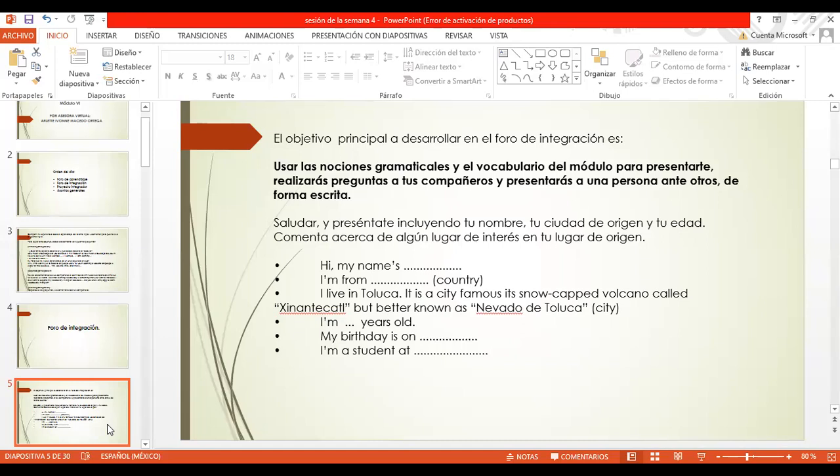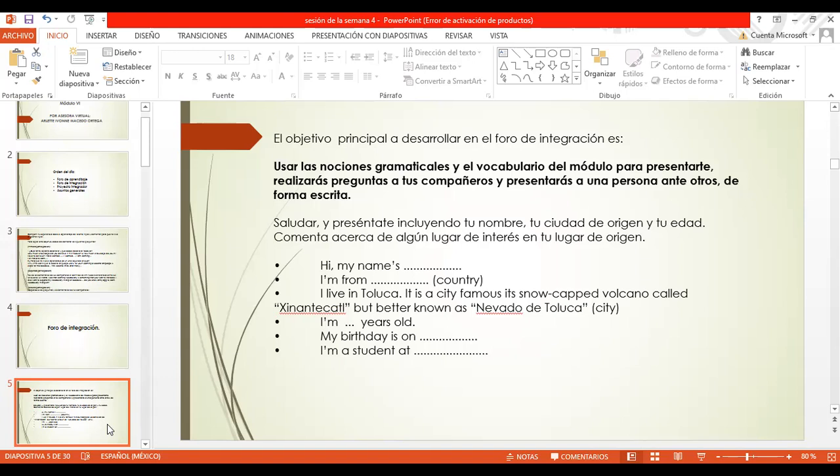Basic knowledge about you, basic information like your name, your city, where you are from, your age, your birthday, your occupation, and you also have to recommend a place in your city, a touristic place in your city.